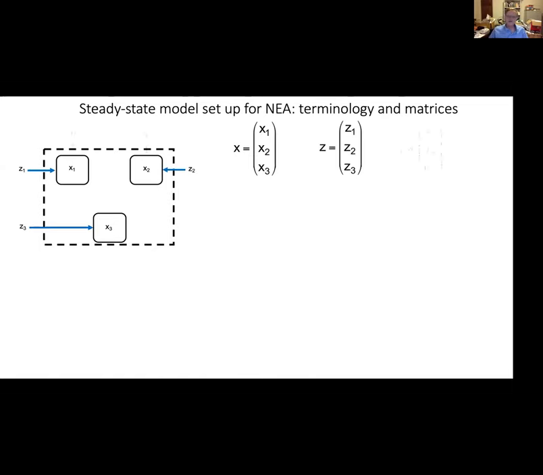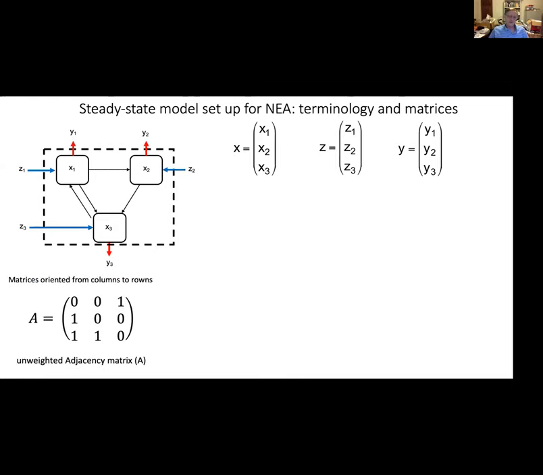We have an input vector, we have an output vector, we have intercompartmental flows, and the matrices. An adjacency matrix, which is labeled A here, can tell you where those flows occur in the model that's shown, which are shown with the digraph arrows. For example, the flow here from 2 to 3 is represented in the second column and the third row by a 1. And all the rest of the flows that are there are represented by 1s.